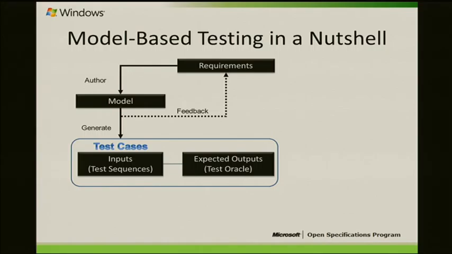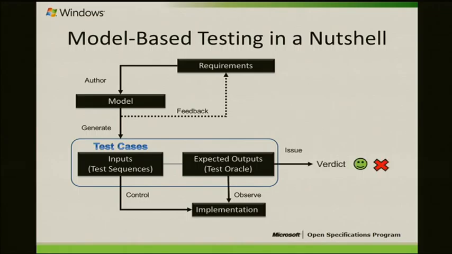So from the model, we generate a bunch of test cases, and this is where model-based testing pays the most, when you automatically generate test cases, with a push button. Test cases basically define the input sequences that will drive the implementation through the path you're interested in, and they also generate the expected outputs. So you can observe the implementation using this as a test oracle. At the end, you finally get a verdict.